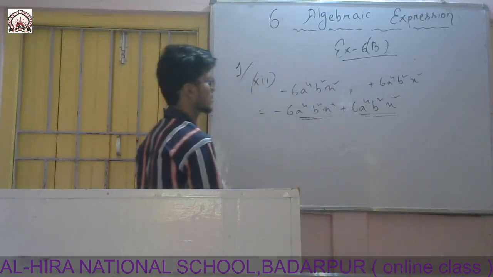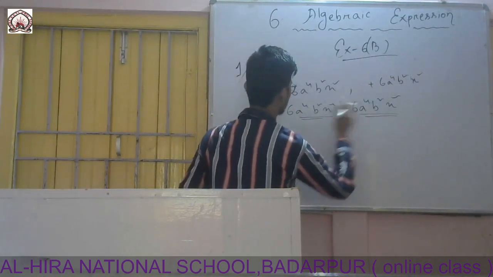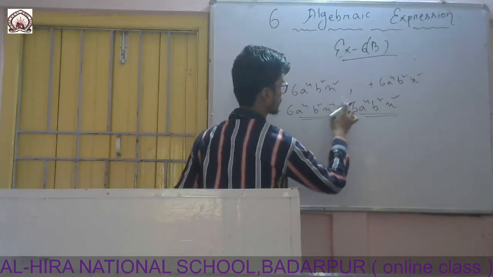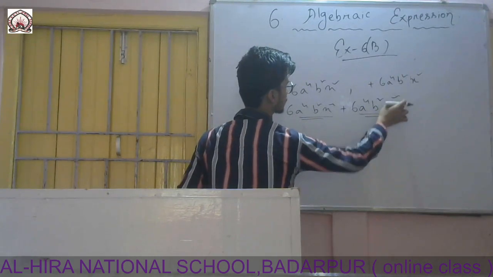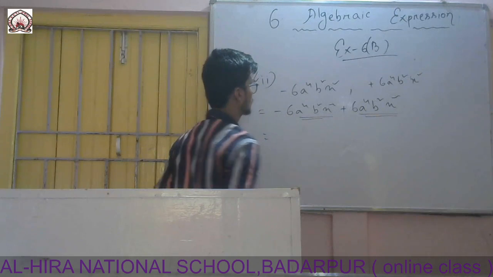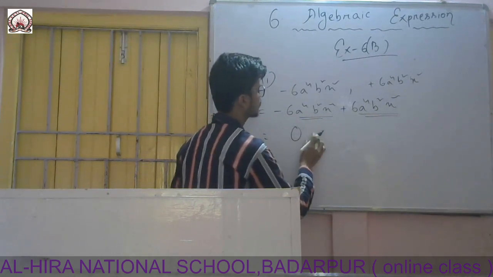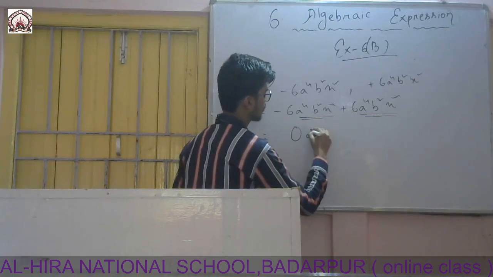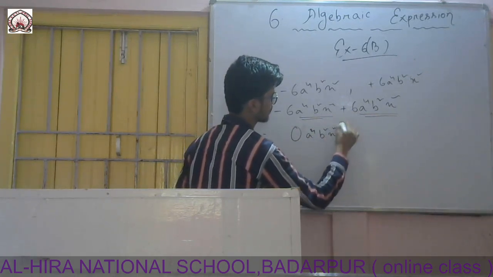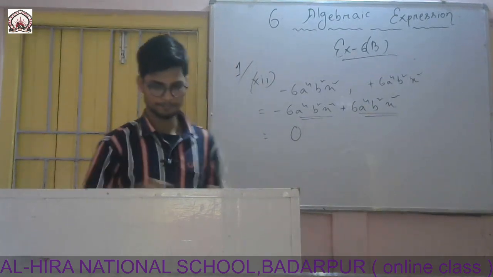The literal factors are same, a to the power 4 b square x square. This part is same, and one is minus, one is plus. So we know minus plus is minus. 6 minus 6 is 0. And with 0 no need to write this part.